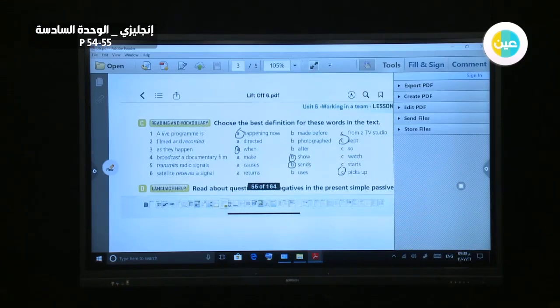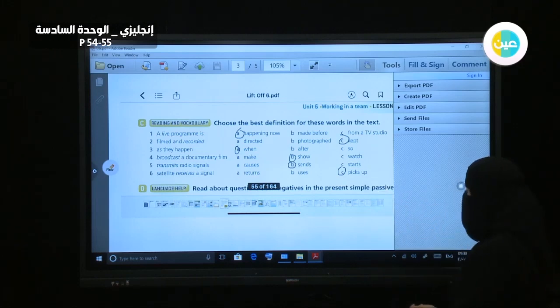Number 1, a live program means what? Happening now. Okay? Live programs, that means it's happening now. Number 2, filmed and recorded, that means kept. Recorded means kept. Okay? As they happen means when, so A. Broadcast a documentary film means show, B. Transmits radio signals, the answer will be sends, B. Satellite receives a signal, the correct answer is C, picks up.